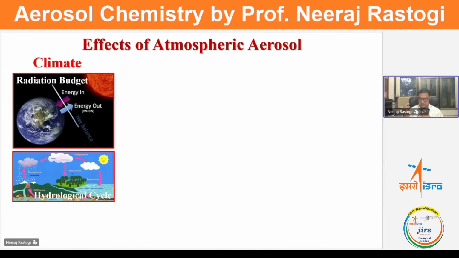But as I said, RH is getting attracted to the particles. If the particle is hydrophobic, like black carbon and dust, then it will not allow water to come and sit on it. But if it is hydrophilic, like sulfate aerosol, nitrate aerosol, or water soluble organic aerosol, they love water. They will welcome water vapor to condense on them. So depending upon what kind of aerosols we have, they can affect the precipitation, which we will talk about in more detail in coming slides. So it can affect the radiation budget and hydrological cycle, and that is how it is affecting our climate.